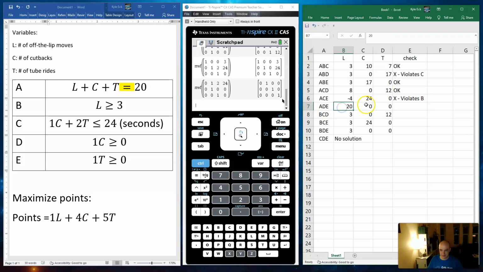A, D, and E, 20, 0, and 0. This is probably going to be okay. We need to check it against constraint B. L is greater than 3 because 20 is way bigger than 3.